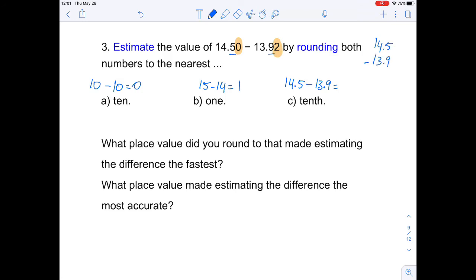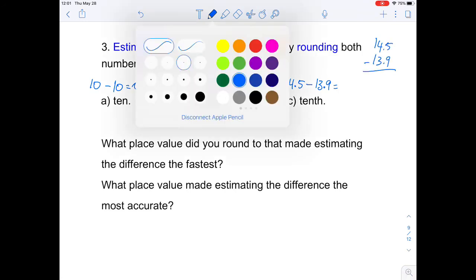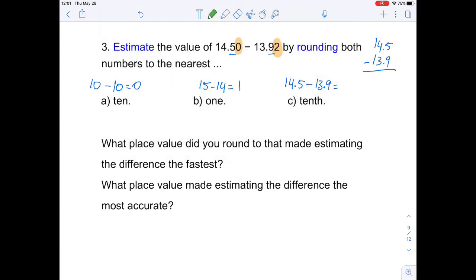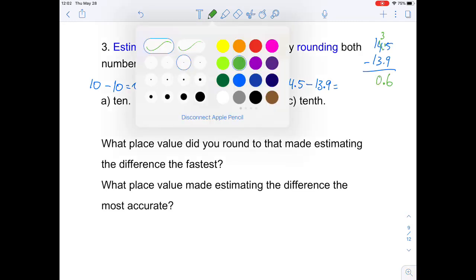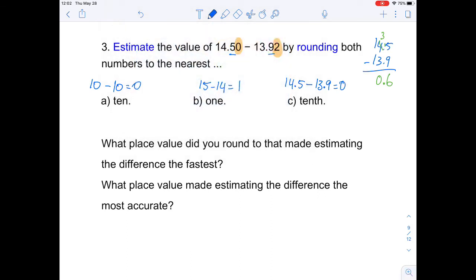I can always do my calculation like this. I have to borrow here. 15 minus 9 is 6. And that's a 0. So there's my answer, 0.6. So you can see my 3 estimates are all fairly close to each other. If this was money, this would be obviously 0. This would be like $1. This would be like 60 cents.